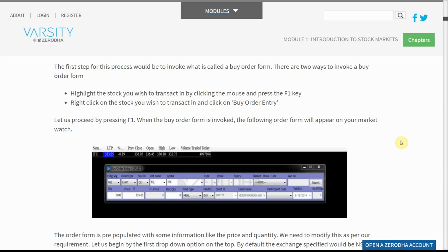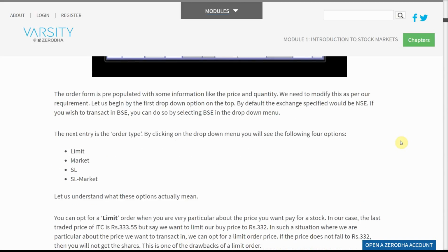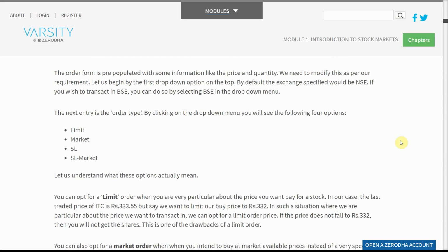Right-click on the stock you wish to transact in and click on Buy Order Entry. Let us proceed by pressing F1. When the buy order form is invoked, the following order form will appear on your market watch. The order form is pre-populated with some information like the price and quantity. We need to modify this as per our requirement.